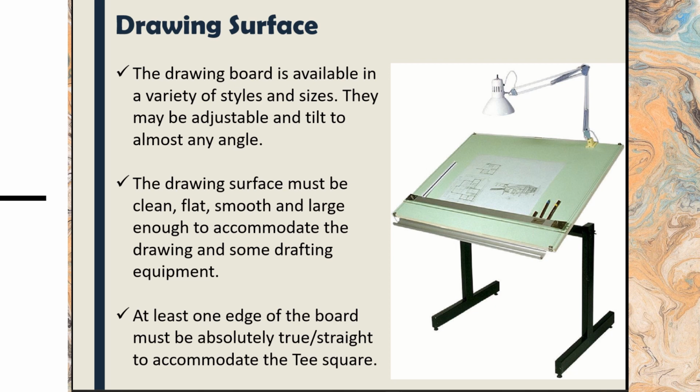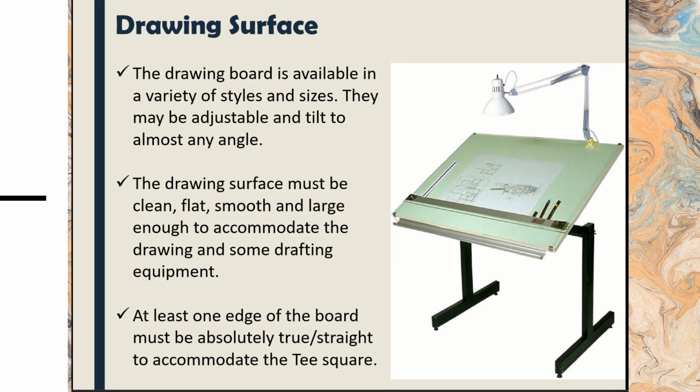Now let's take also our drawing board. Talk about its drawing surface, its work edges. The drawing board is available in a variety of styles and sizes. They may be adjustable and tilted to any appropriate angle. The drawing surface must be clean, must be flat, must be smooth and large enough to accommodate the drawing and some drafting equipment or tools.